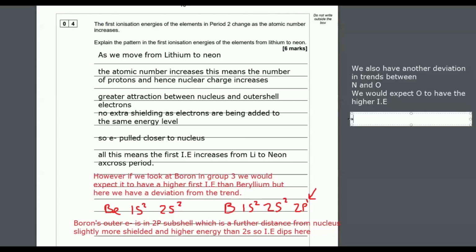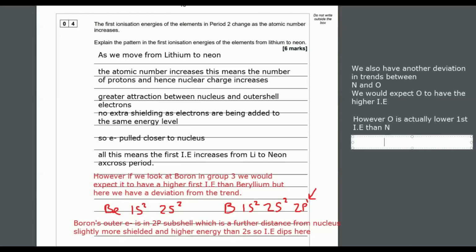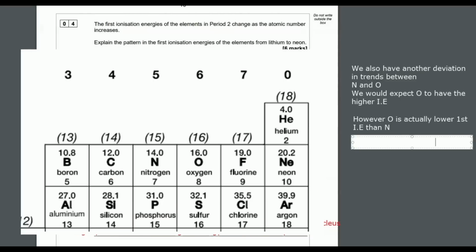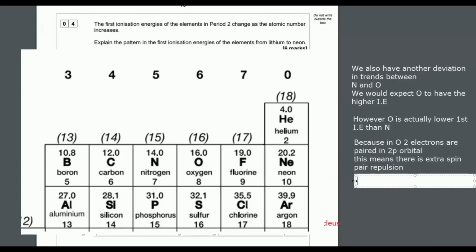So we also have another deviation in trends between nitrogen and oxygen. And that's 5 and 6 going across the period. We would expect, once again, for all the same reasons we thought boron would have a higher first ionization energy than beryllium, we'd expect oxygen to have a higher first ionization energy. Why? Oxygen has 8 protons compared to nitrogen 7, so we would expect the greater nuclear charge to pull those electrons closer in, stronger attraction between the outer electrons and the nucleus, so we should think that oxygen would have the higher first ionization energy.